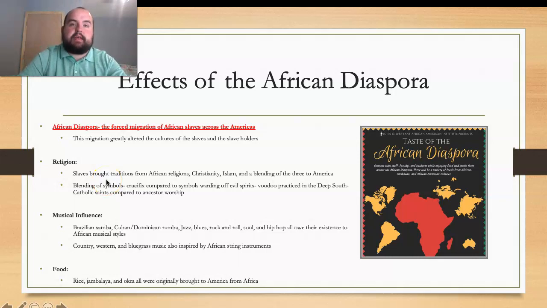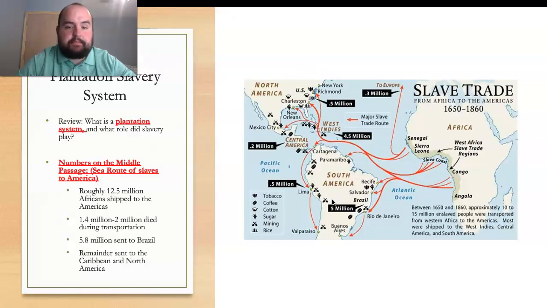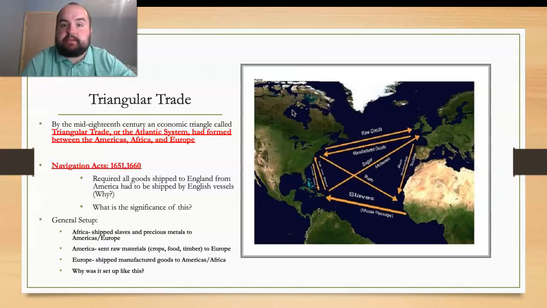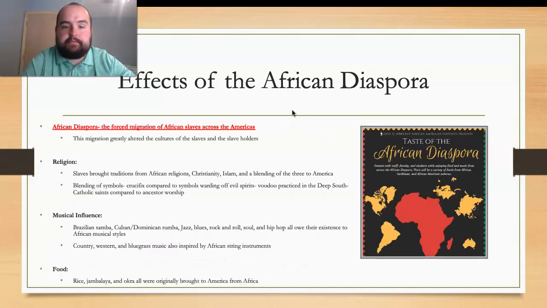A lot of times slaves would use crucifixes in similar ways that Africans used other symbols to ward off evil spirits. Voodoo was often practiced in the Deep South, especially in Louisiana, where a lot of some North African slaves would be brought. You can see here New Orleans is one of the main ports that received slaves at the time. So that was one of the main places African voodoo was practiced. And also, Christian Catholic saints were often compared to ancestor worship.